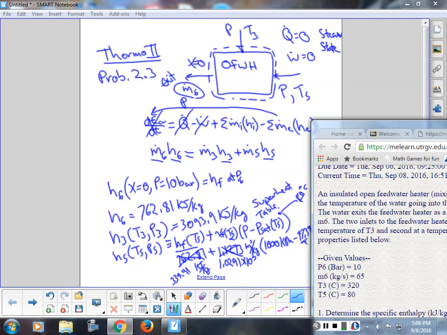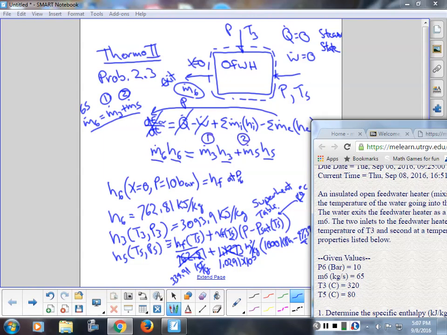And then one more equation I need, because I have two unknowns, right? M3 and M5. So one more equation is the mass continuity equation. I think we can see that the mass continuity equation will give us that M dot 6 has to equal M dot 3 plus M dot 5. So the sum of the two mass flow rates coming in has to equal the mass flow rate out. This M dot 6 was 65. This is one unknown, and this is the second unknown.